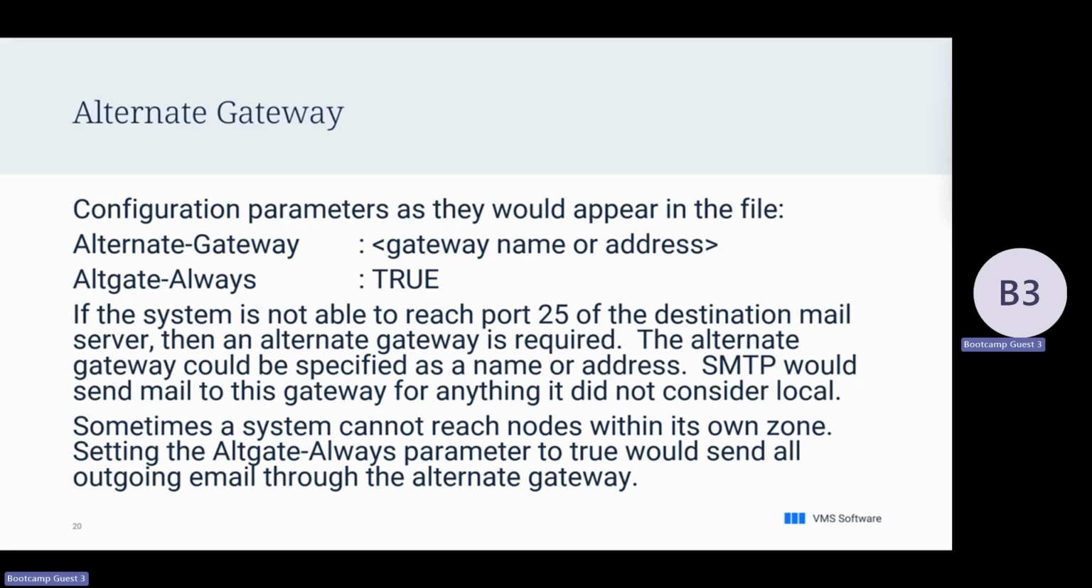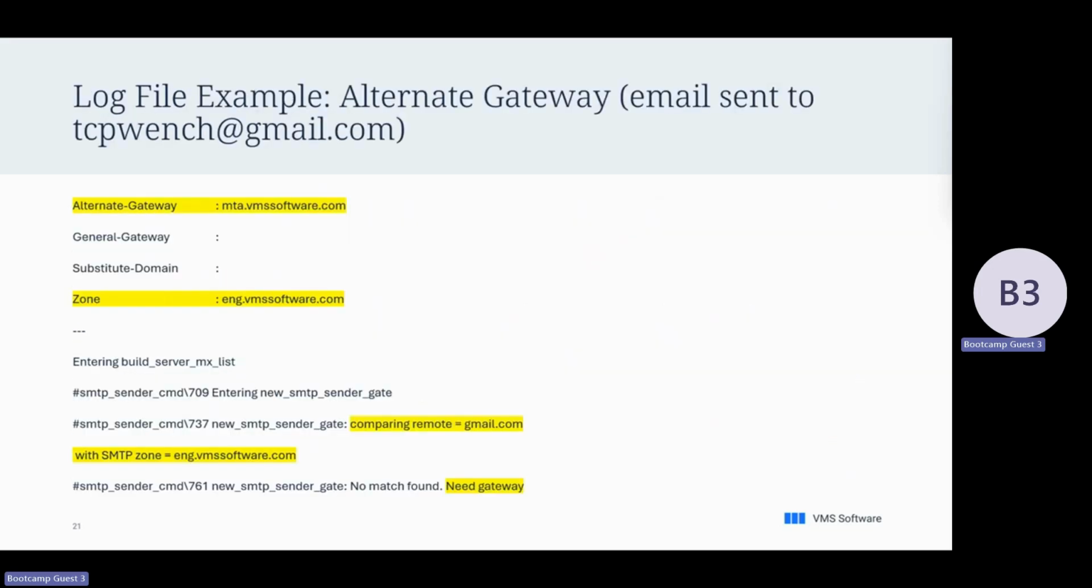Those parameters kind of go hand in hand. If you have an alternate gateway, quite often, I would say at least 50 to 70%, you're going to have alternate gateway always. The slides explain if you have to go back and review.